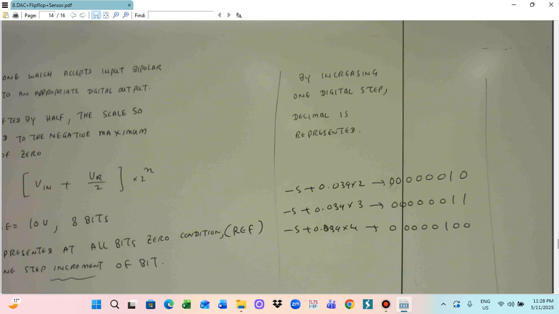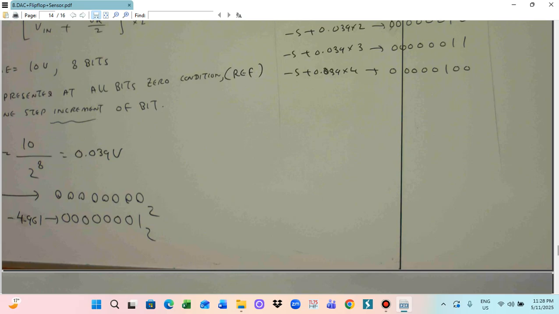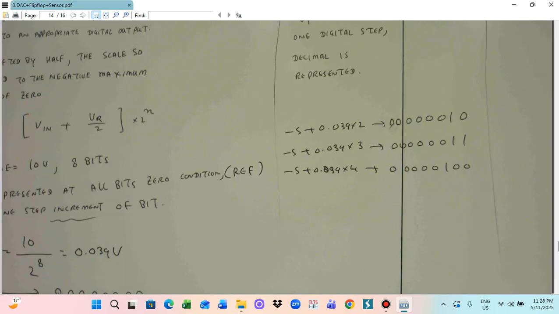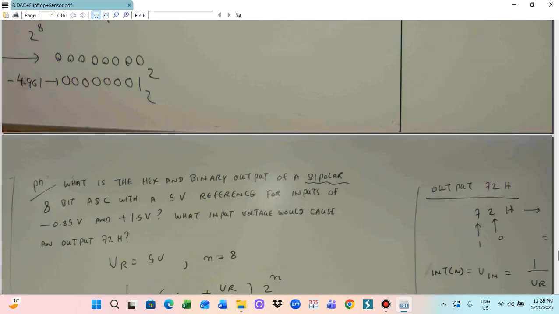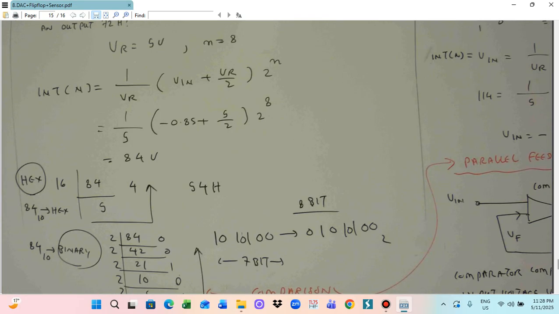So another is a 1 coming out. That will be minus 5 plus 0.039 multiplied by 3. And the fourth step is minus 5 plus 0.039 multiplied by 4, so that will be 100. This is the decimal way. Firstly, we start from 1, then 10, then 11, then 100. This is the way that we represent the digital form.